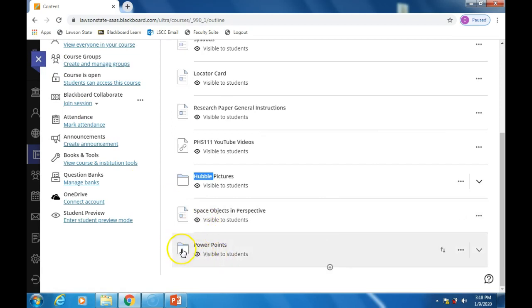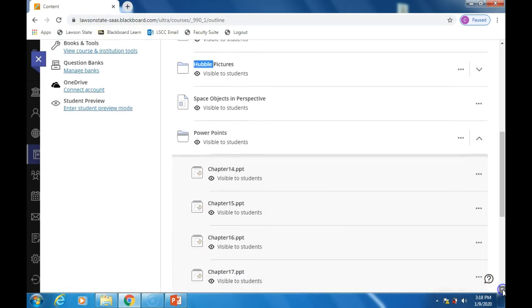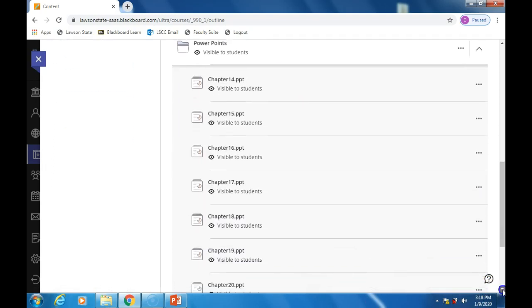Here, finally, are your PowerPoints. And again, this is a folder. You see the folder symbol. So you go here and open it up. And then here's Chapter 14 PowerPoint, 15, 16. All those PowerPoints are there. So they'll be there in static form here.